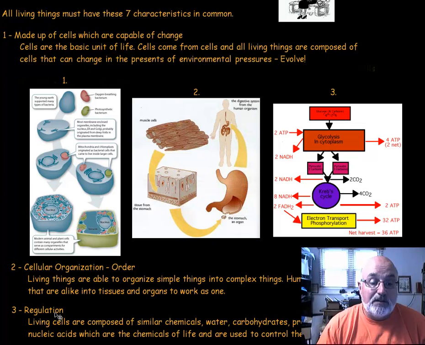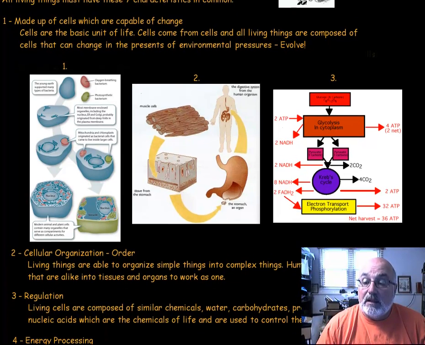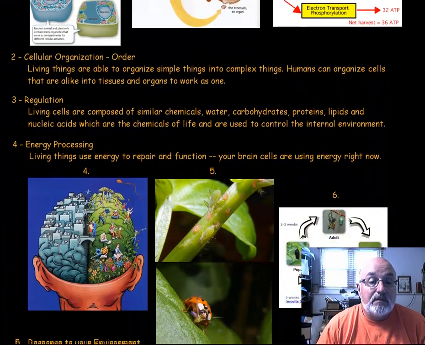Order, cellular organization. Regulation, where we can actually take materials like water, carbohydrates, proteins, lipids, and nucleic acids and actually turn them into the chemicals of life. In other words, we can control our internal environment, and we'll actually talk about that later as homeostasis.